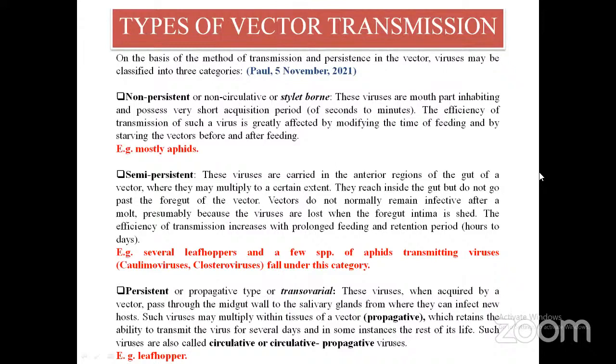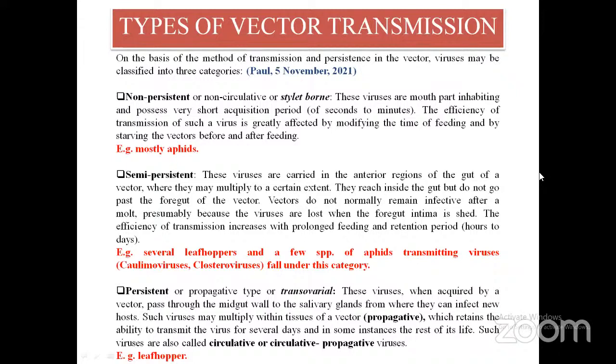First one is the non-persistent. As the name suggests, it will not be sustained in the body of the vector, and it can easily be taken up in the stylet of the insects. These viruses are mouthpart inhibiting and possess a very short acquisition period, which is around seconds to minutes. The efficiency of transmission of such a virus is greatly affected by modifying the time of feeding and by starving the vectors before and after feeding. So this gives a generalized idea of its management also. Examples of non-persistent viruses: mostly aphids carry such types of viruses.